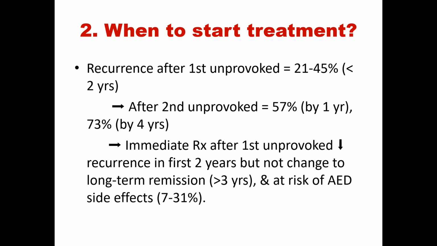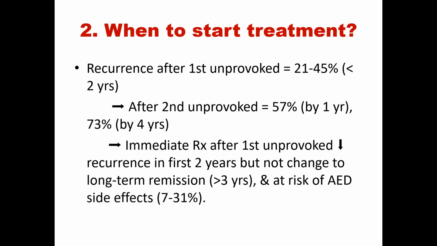And if the patient is having two unprovoked seizures, you should always start an anti-epileptic. Around 57% of people will have a recurrence of seizures in the first year, and 73% of people will have seizures over a period of 4 years. Okay, immediate treatment of the first unprovoked seizure in the first 2 years will not change the long-term remission. So even after giving an anti-epileptic in a first unprovoked seizure, it will not change the duration of remission, and it may be associated with side effects secondary to the anti-epileptic drugs.